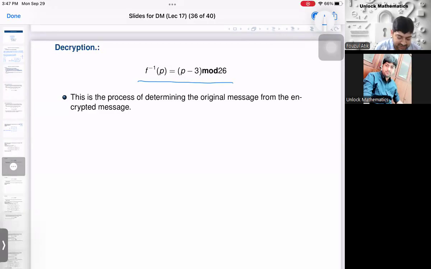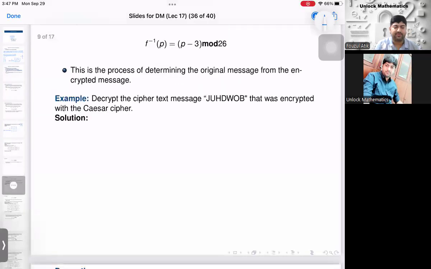So if you understand the method, let us do one example. This question asks: decrypt the cipher text message JUHDWOB that was encrypted using Caesar cipher. So it is shifted by 3 alphabets. You can do it manually, I know, but I want you to learn how to do it using modular arithmetic, because later you will see that you can do it even for very strongly encrypted methods. So what are the things we have?